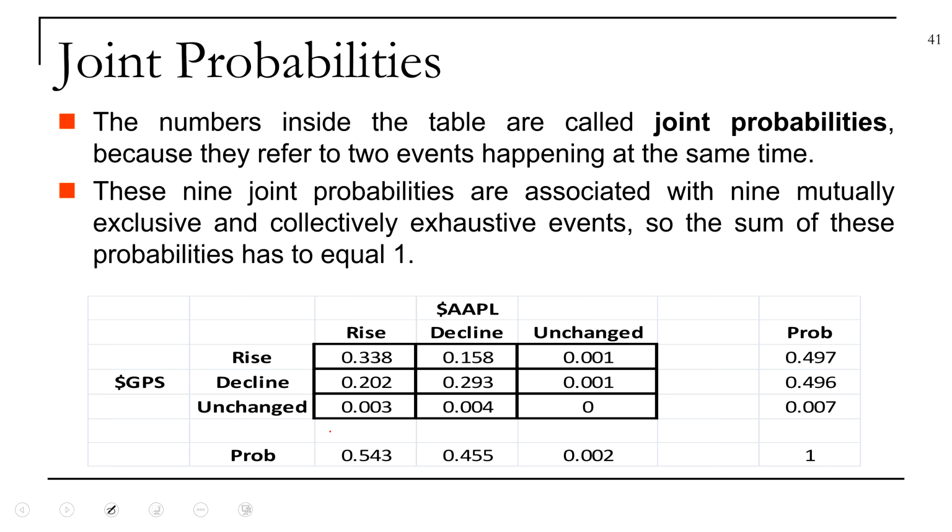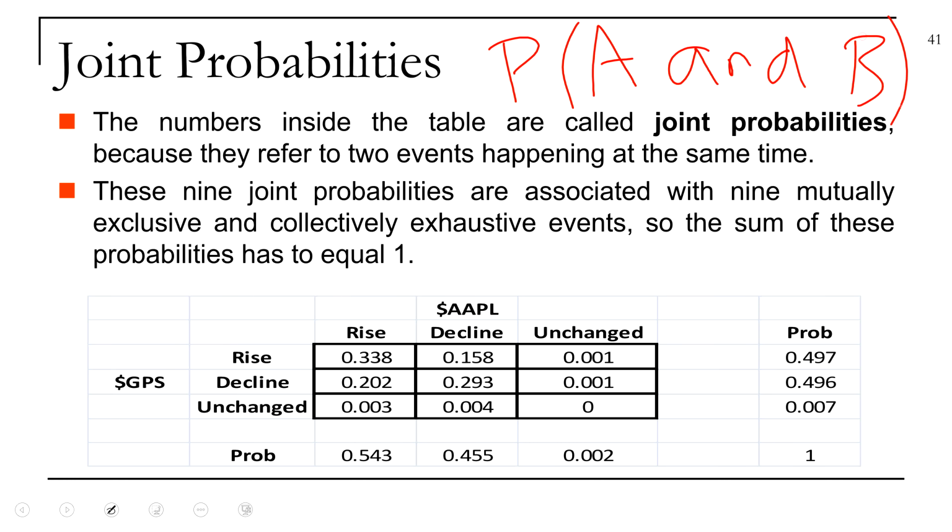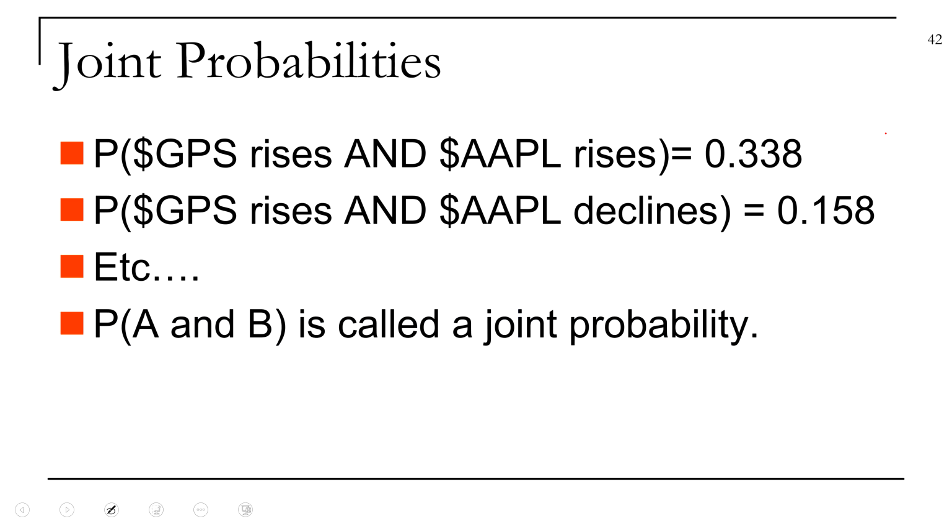Those are called joint probabilities, often referred to as the probability of A and B. It's a joint probability, 2 things at the same time. So again, notice the ands here.